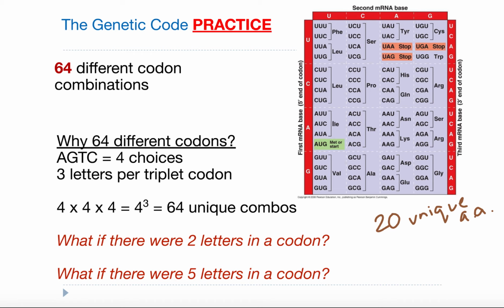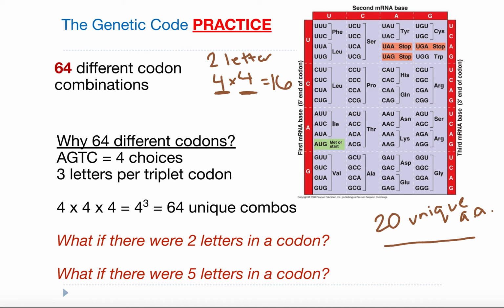If I did just 2 letter combos, well, if you multiply the amount for each letter of the bases, for the first letter I could use AGTC, so that's 4 different letters I could use. And for the second letter, I could use AGTC. That's another 4 letters I could use. So I would actually only get 16 unique combos, which isn't sufficient to code for 20 unique amino acids.